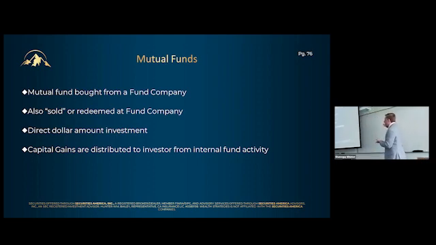Like we mentioned, capital gains are distributed from internal fund activity. So if there's turnover inside and there's capital gains to be distributed, it's like you own a pass-through entity like an LLC or a partnership. When the gains get generated, they push out to you on your own tax return.